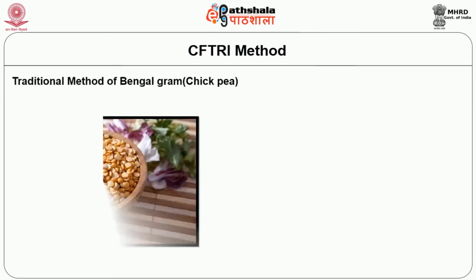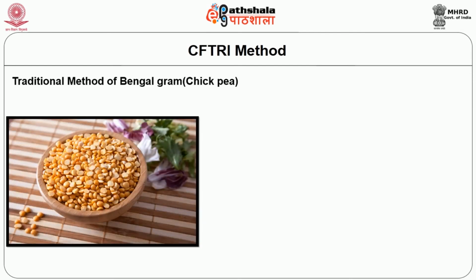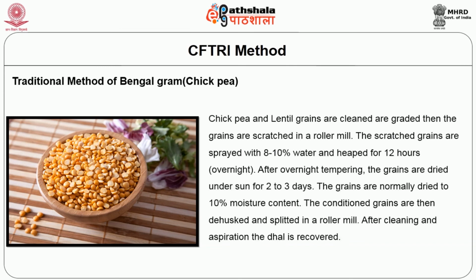The next method is the traditional method of Bengal gram and lentil processing. The chickpea and lentil grains are cleaned or graded, then the grains are scratched in a roller mill. The scratched grains are then sprayed with 8 to 10% of water and heaped for about 12 hours. After overnight tempering, the grains are dried under sun for about 2 to 3 days. These grains are normally dried to 10%. The conditioned grains are then dehusked and split in a roller mill. After cleaning and aspiration, the dal is recovered.